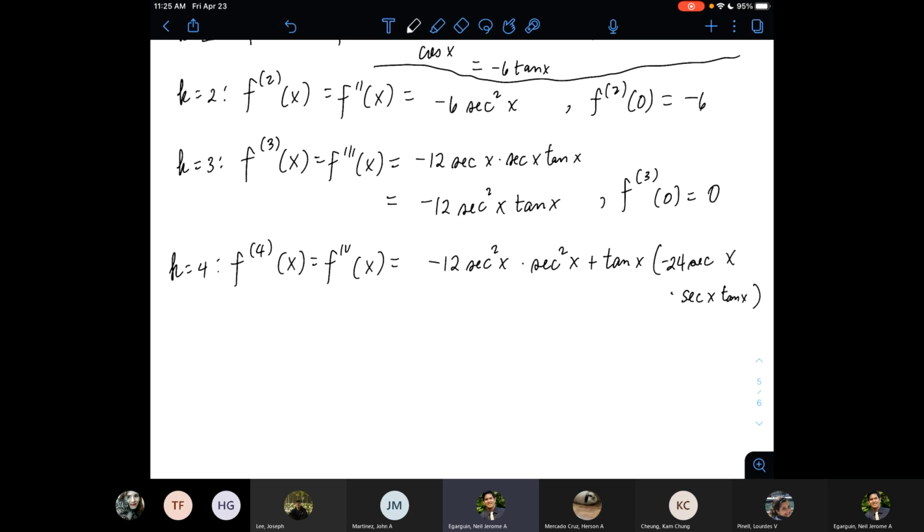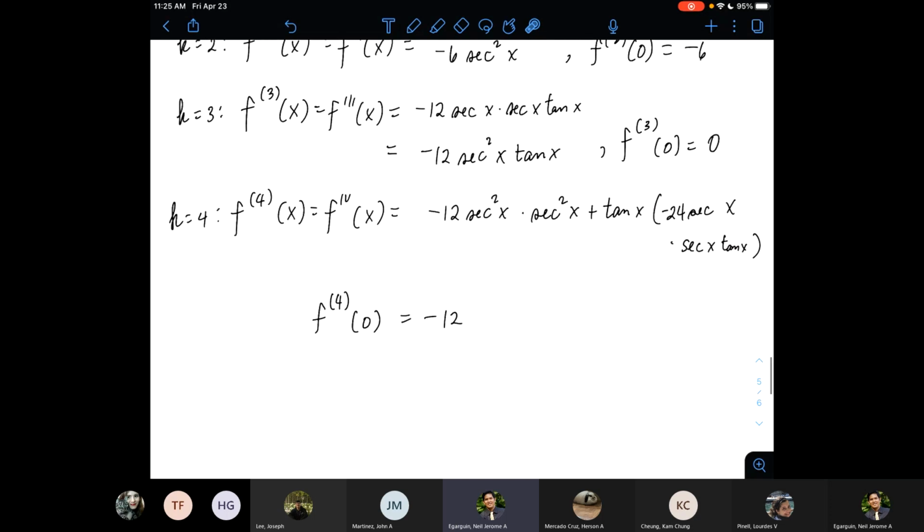All right. But we don't need this very complicated expression. Remember, we need to plug in the center of expansion, right? To get f upper 4, f upper 4, plug in 0. This would be 1. This would be 1. So we'll have negative 12. And then if we plug in 0, there's a tangent here, so I know that's going to be 0. So the entire second term will become 0. So f upper 4 of 0 is just negative 12.